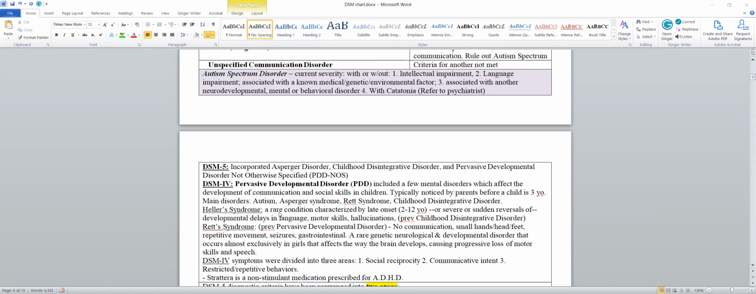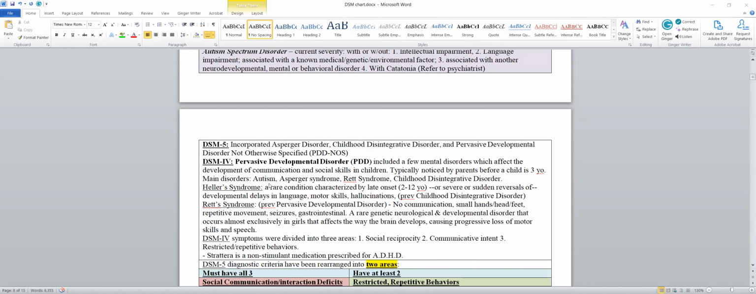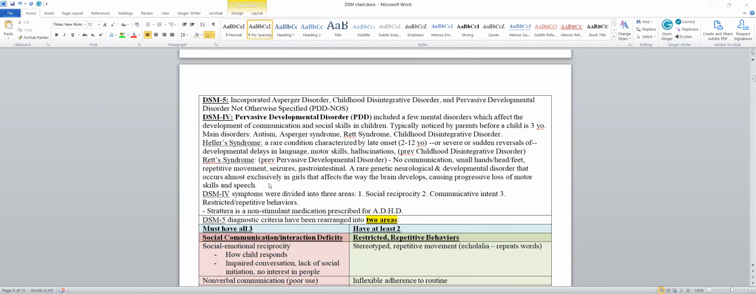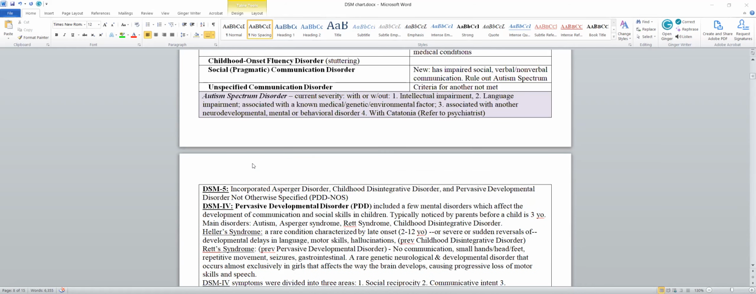DSM-4 symptoms were divided into 3 areas: social reciprocity, communicative intent, and restrictive repetitive behaviors. In DSM-5, the diagnostic criteria have been rearranged into 2 areas: social communication and interaction deficits. And the second area is restricted repetitive behaviors.